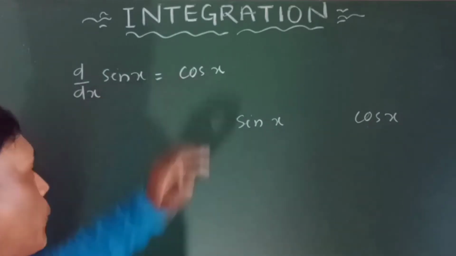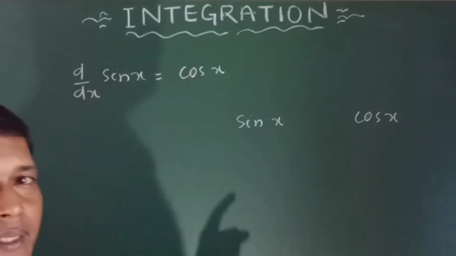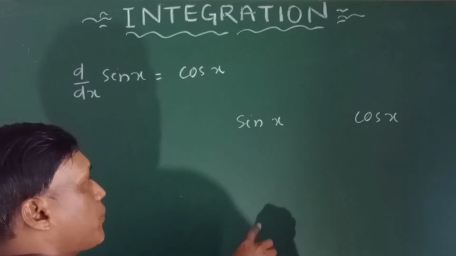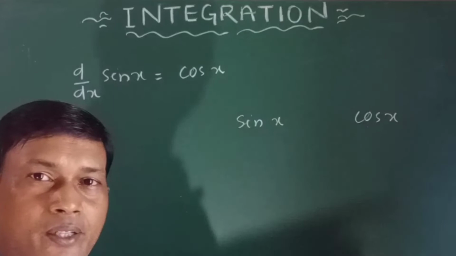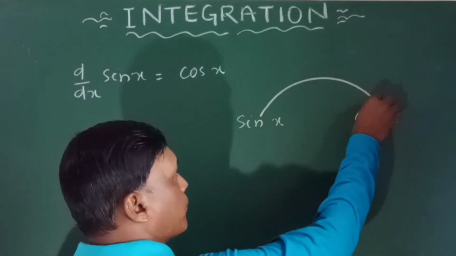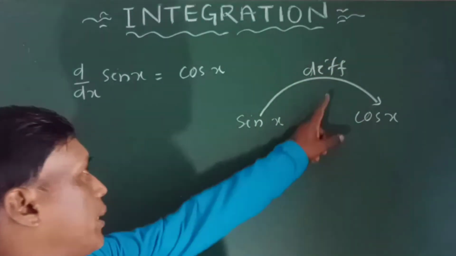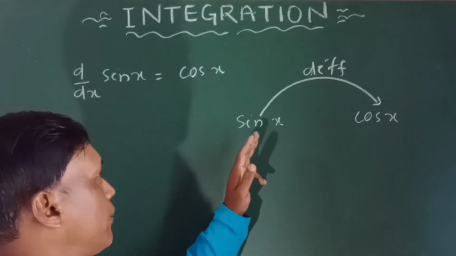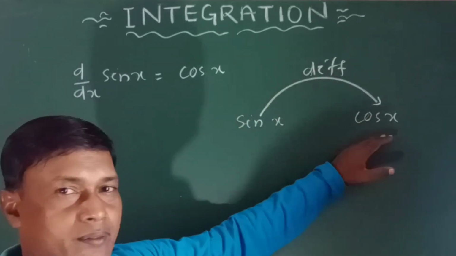Derivative of sin x is equal to cos x. That means when we differentiate sin x, we find cos x. That means there is a mathematical process which gives cos x from sin x, and that process is differentiation or derivative. We reach from sin x to cos x by the process of differentiation.